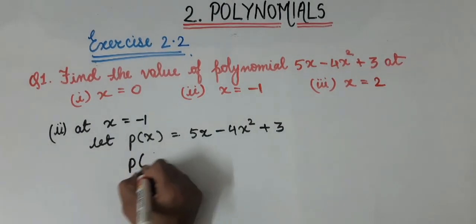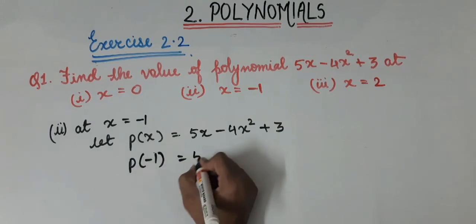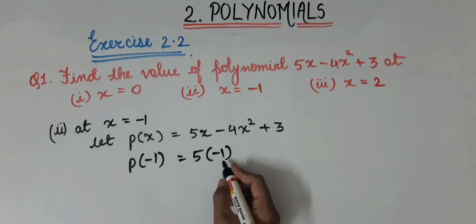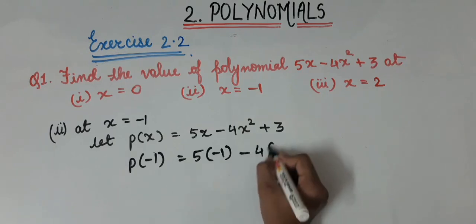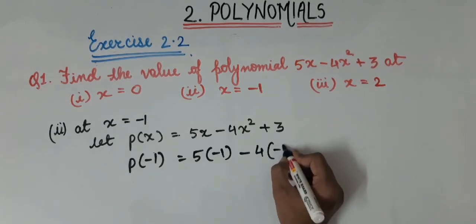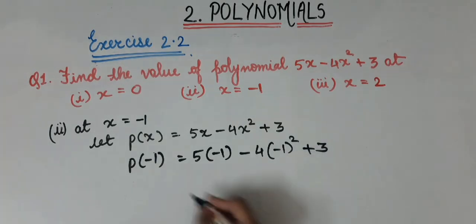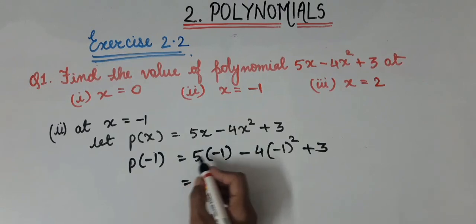So p of minus 1 will be equal to 5 into minus 1, because we are replacing x with minus 1, minus 4 into x square, so that is minus 1 square, plus 3 constant as it is. So 5 into minus 1: plus into minus is minus, so it will be minus 5.